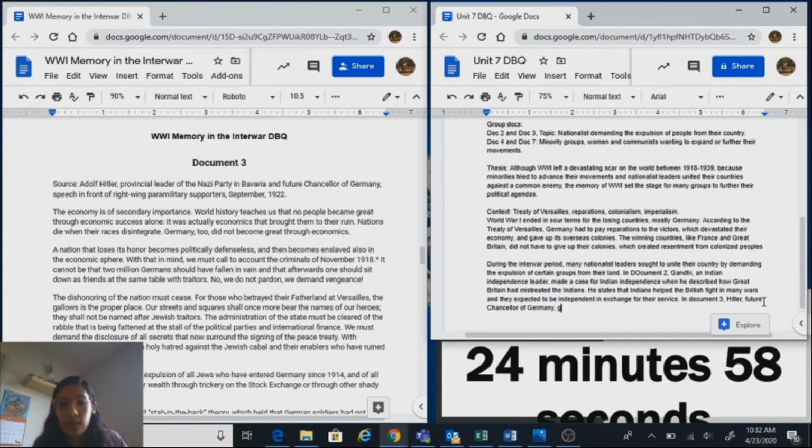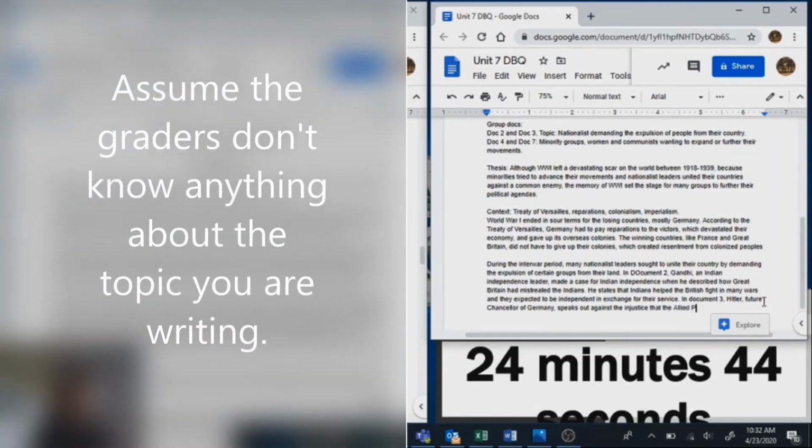If you notice, in each document, when I describe it, I say who it is from and what that person is. Because if I just say it's from Gandhi, you got to describe who Gandhi is, an Indian independence leader. Write as if the graders are your little sibling. Like, if they don't know anything about what you're going to talk about, you got to describe everything.